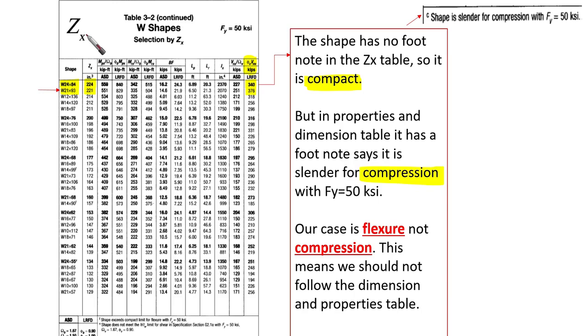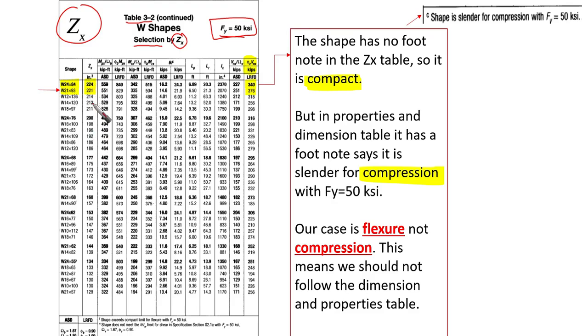This is the ZX table. Stop the video, bring your manual, and check Table 3-2 for wide flanges, for example, under Fy equal to 50 ksi. It is titled selection by ZX. You're going to find that ZX is tabulated, and if you look here, you're going to find that it is decreasing.